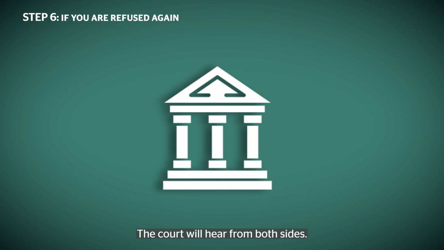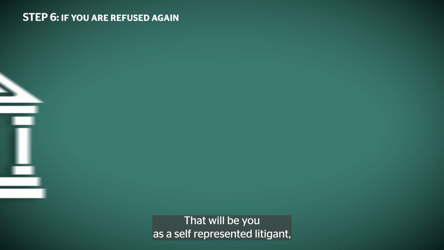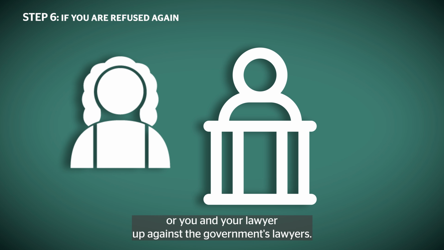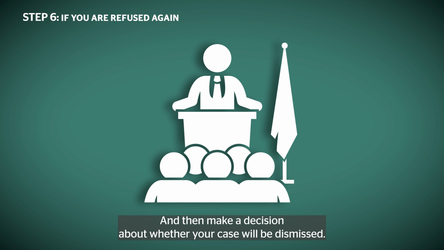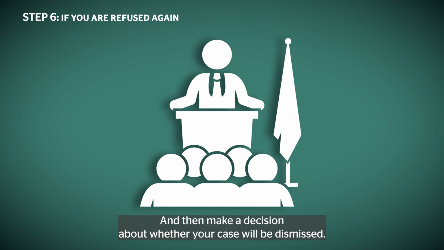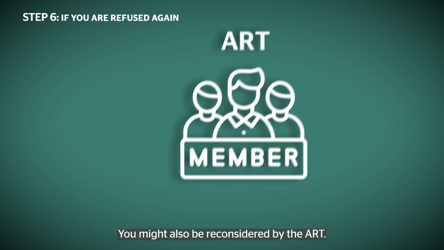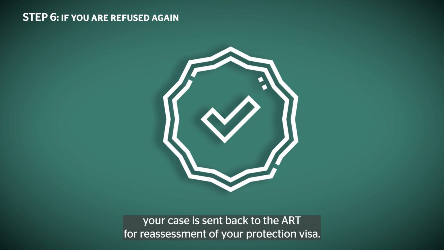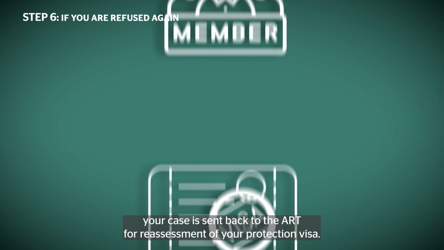The court will hear from both sides. That'll be you as a self-represented litigant, or you and your lawyer up against the government's lawyers, and then make a decision about whether your case will be dismissed. You might also be reconsidered by the ART. If you're successful, your case is sent back to the ART for reassessment of your protection visa.